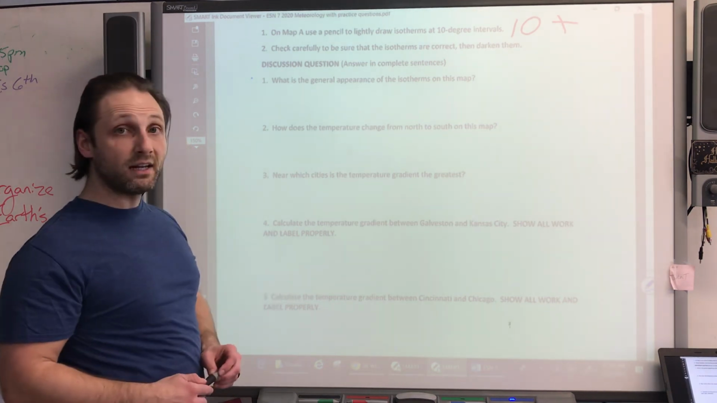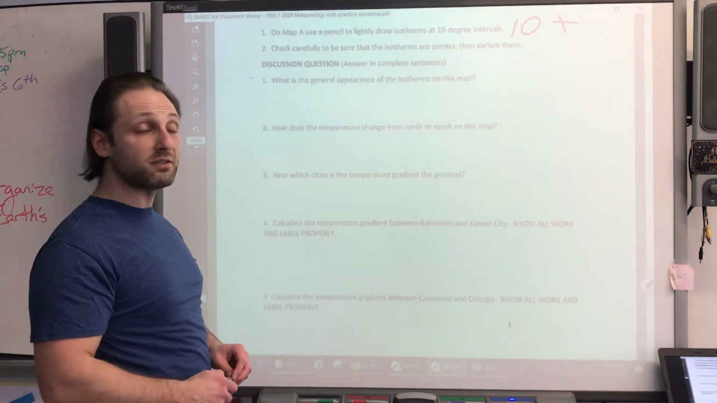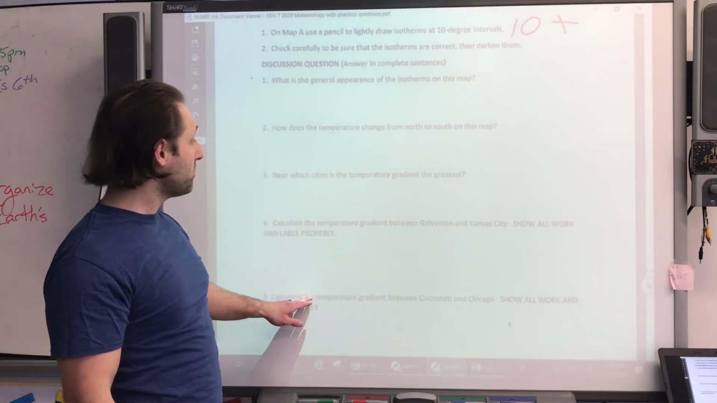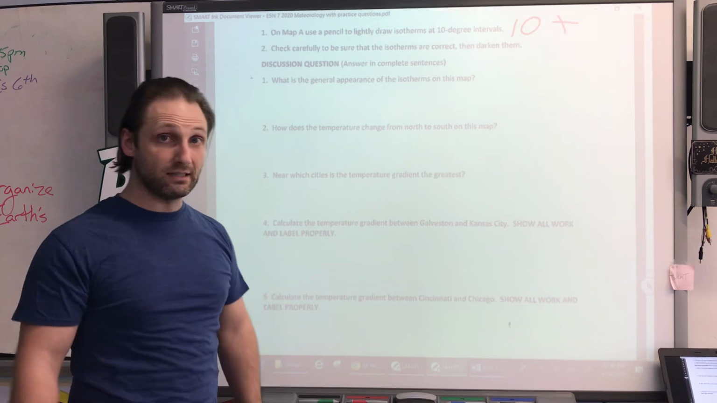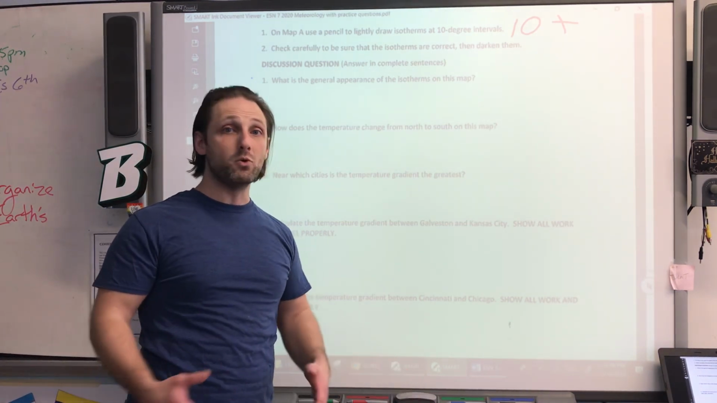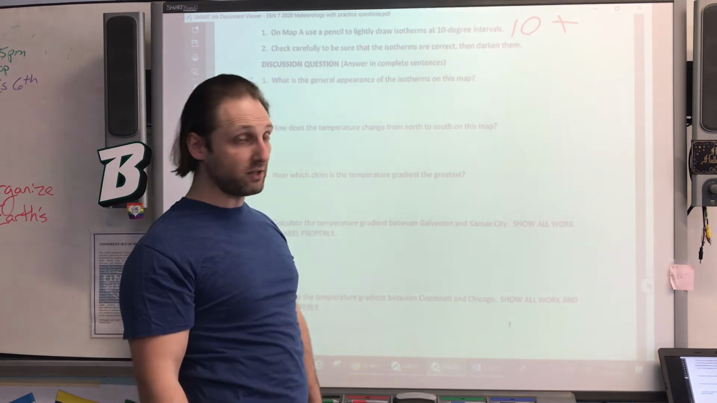If you get stuck on any of these, please focus on using the access point to give you maybe a first step. Some of this information goes all the way back to using things like gradient, making sure that you use a formula, you fill it in, you simplify and solve with the correct units.